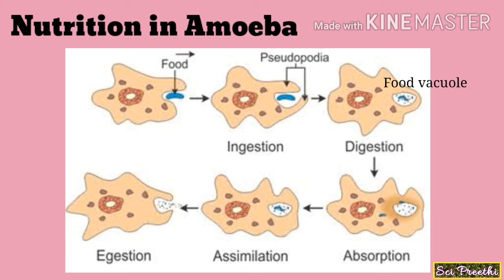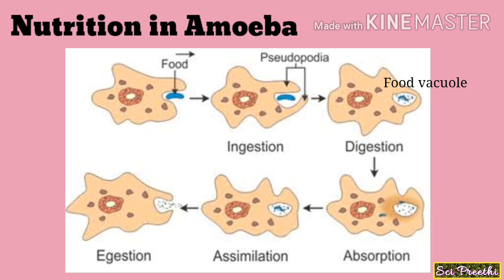Digestion is the process of breaking down complex food into small particles. So the digestive juices then act on the prey to digest it. Look at the next stage, absorption. Here the digested food is absorbed.